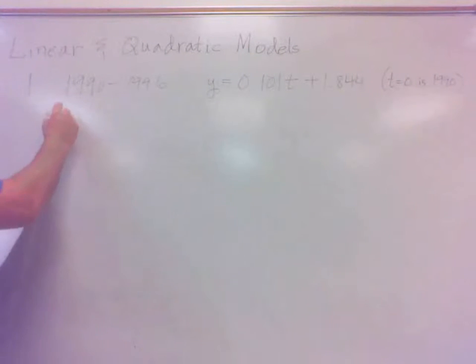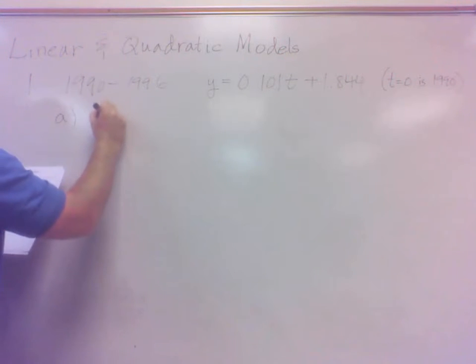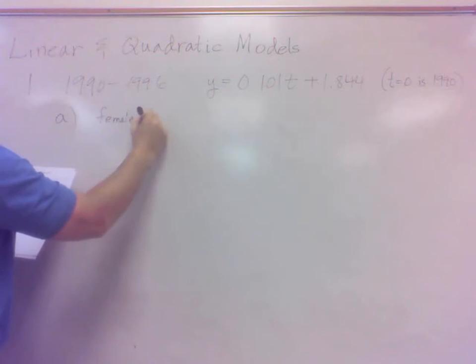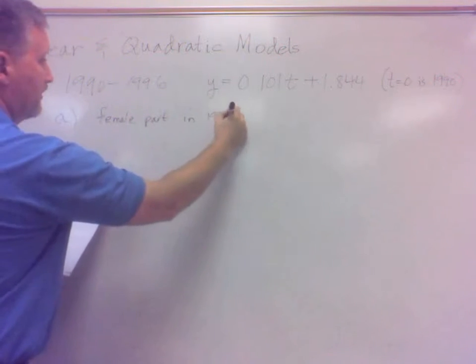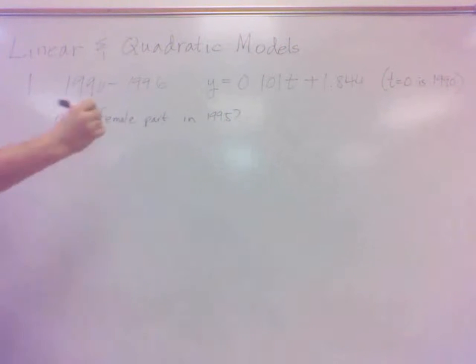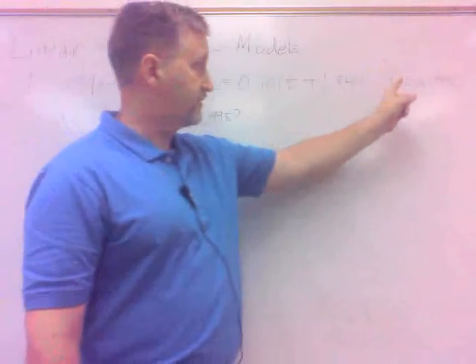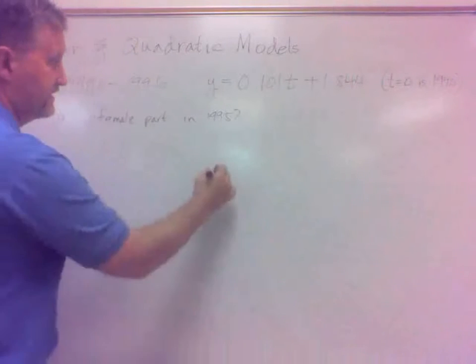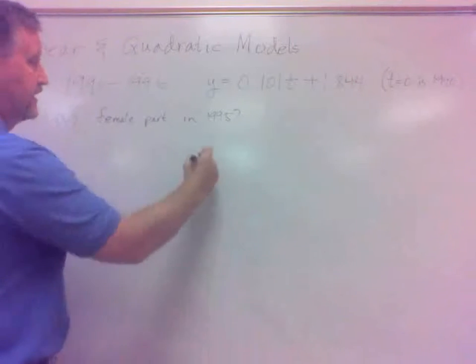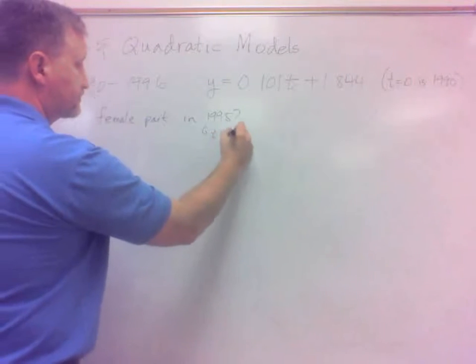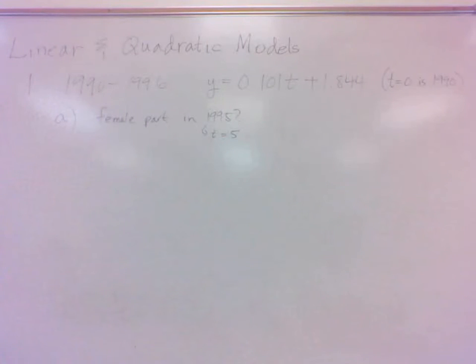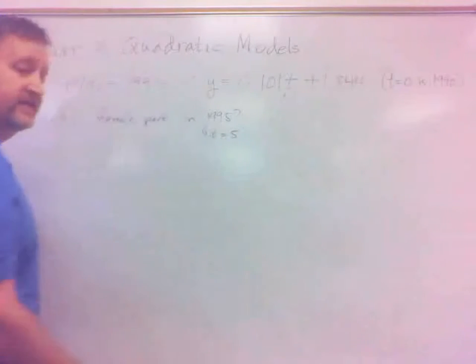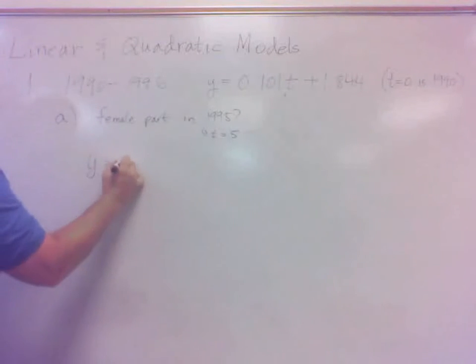So, based on that, the A part of number 1 is how many female participants were there in 1995? Okay, well, the information provided is, of course, the year, which translates to a t value. T equals 0 is 1990, then 1995 would be t equals what? T equals 5, right? That would be the year t equals 5 in this particular model. So what I'm going to do is plug in t to be 5. That's all I have to do on A here.